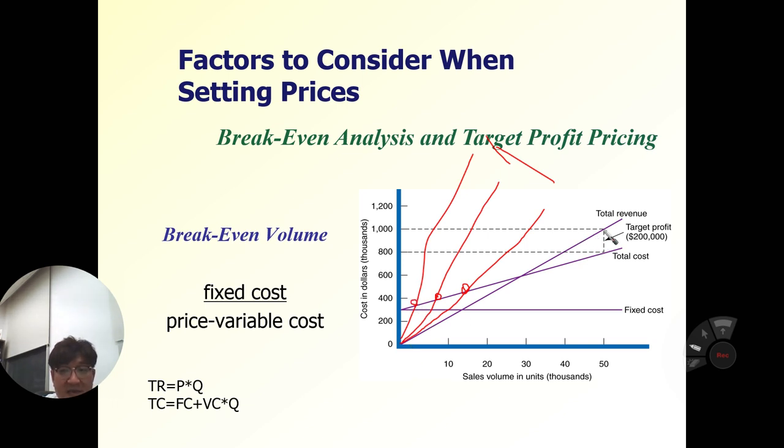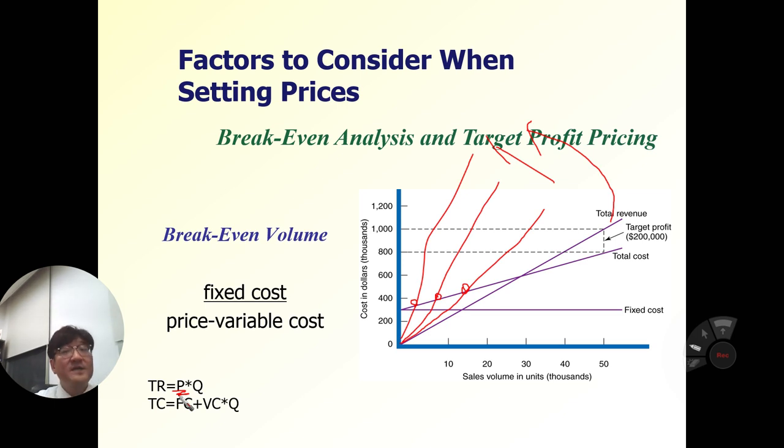What is the meaning of moving the total revenue curve in this way with the same intercept? The intercept has got to be 0, right? Here, yes, you are increasing the slope. Increasing the slope in the total revenue line means, where is the slope? Slope is this one.